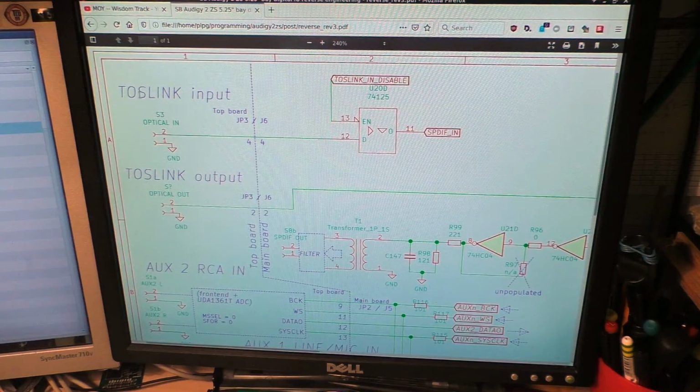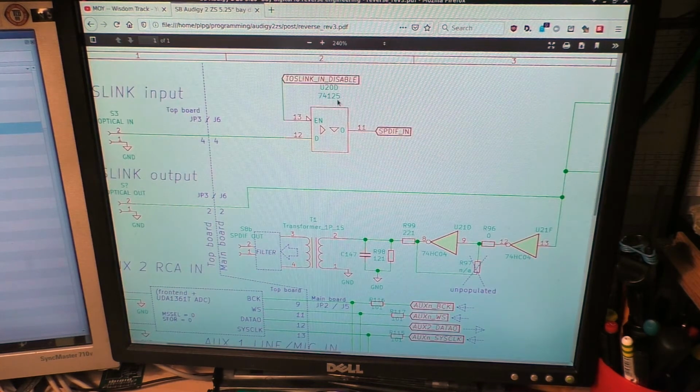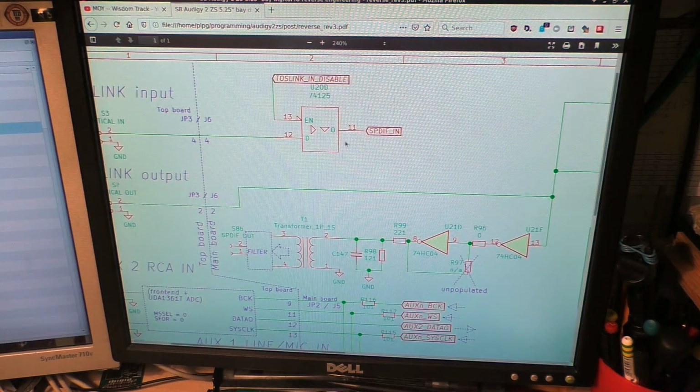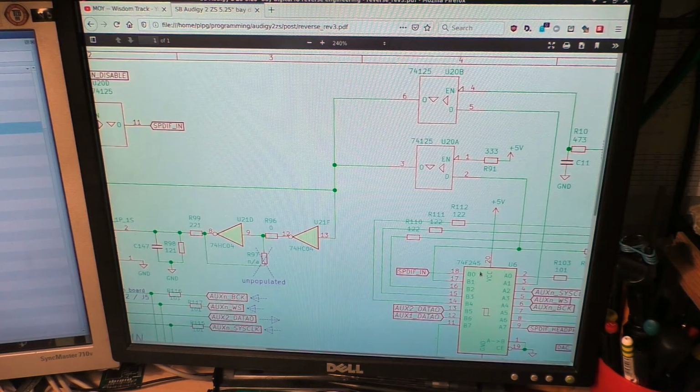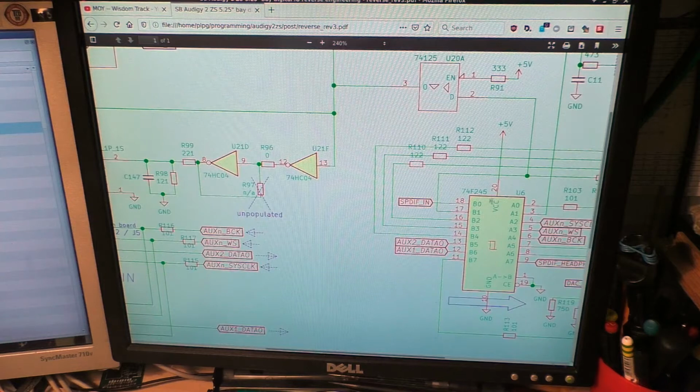We've got a TOSLINK input over here, which is on the top mezzanine board. It goes through a pin header down to the bottom board, and then enters a 74125 buffer. Now the buffer is driven by a signal which I've called TOSLINK in disable over here. The output from the buffer simply goes to SPDIF in, and that signal goes down to that actual output buffer, that 245 buffer, and then ends up on the pin header.